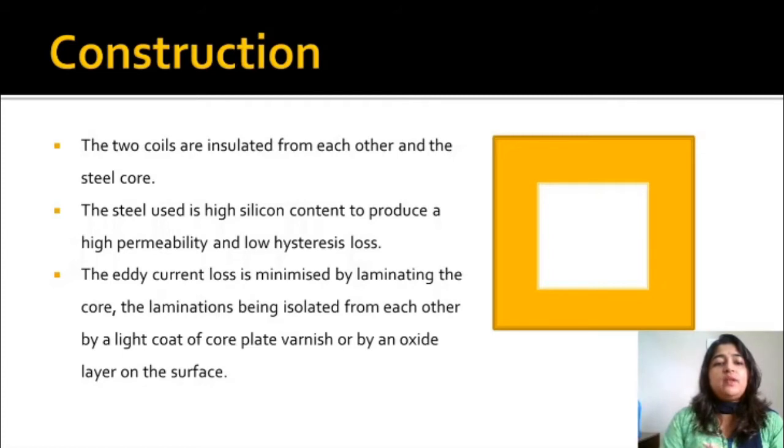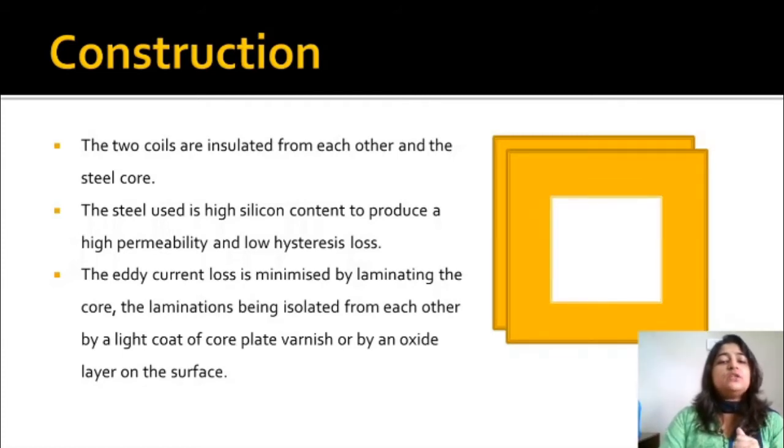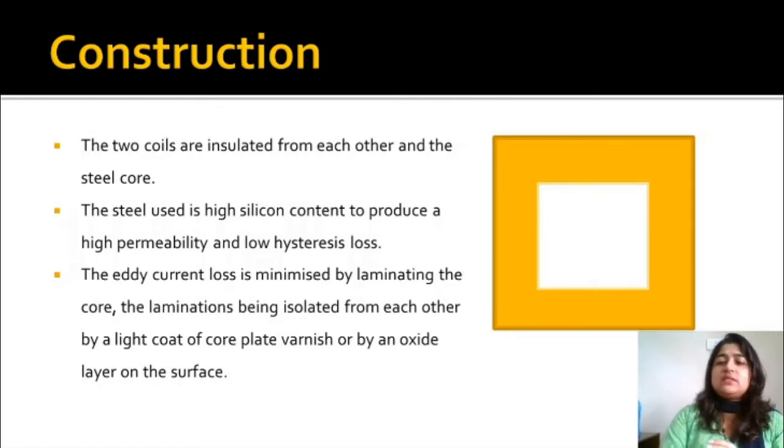Alright, so this is very clear from this that the eddy current loss is minimized by laminating the core, and the laminations being isolated from each other by a light coat of, say, varnish or an oxide layer on the surface. So when you see right now on the screen, you can see there is one lamination which is kept. You must be looking at this as a two-dimensional view, and that is why you will say this is a core. But this is a very thin sheet of core.